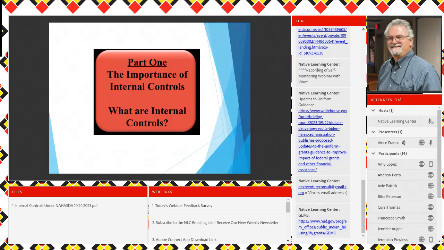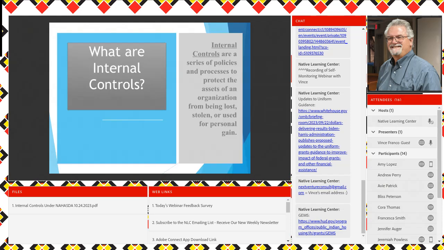Importance of internal controls. What are internal controls? They are a series of aggregate policies and procedures to protect the program, basically, to protect the tribe, to protect the assets of the organization from being lost, stolen, or used for personal gain. And I have to stop here because this statement may sound kind of open-ended. You know, what are internal controls, their protections, and all that kind of stuff.